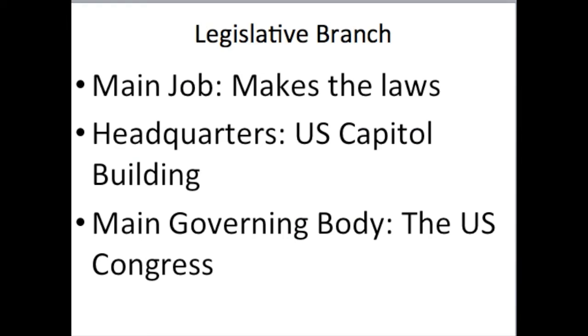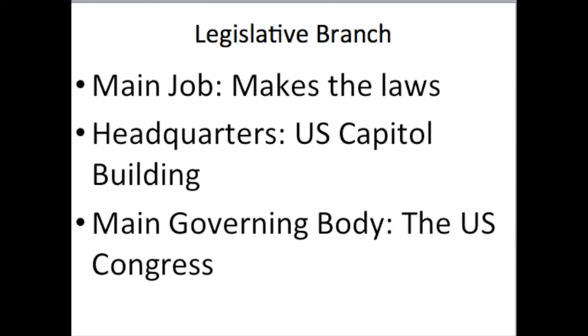So with that, the main job of the legislative branch is to make laws. The word legislate means to make laws. It's a verb. A legislator, a noun, is a person who makes laws, who legislates. So the legislators of the legislature legislate for the legislative branch.